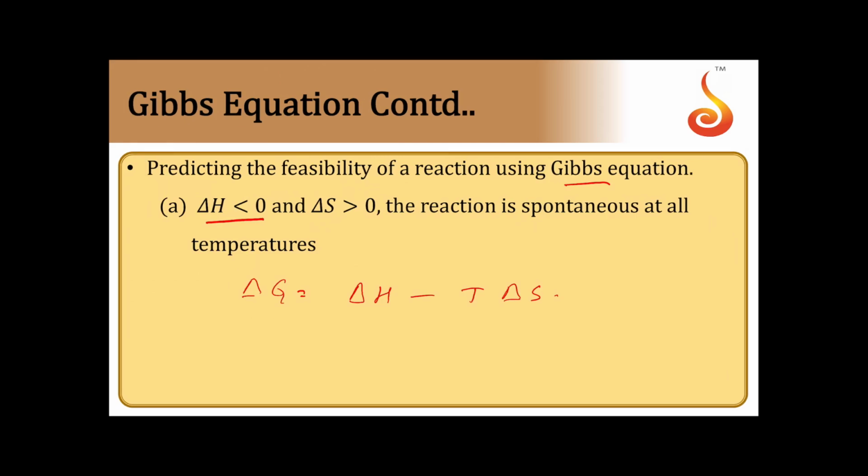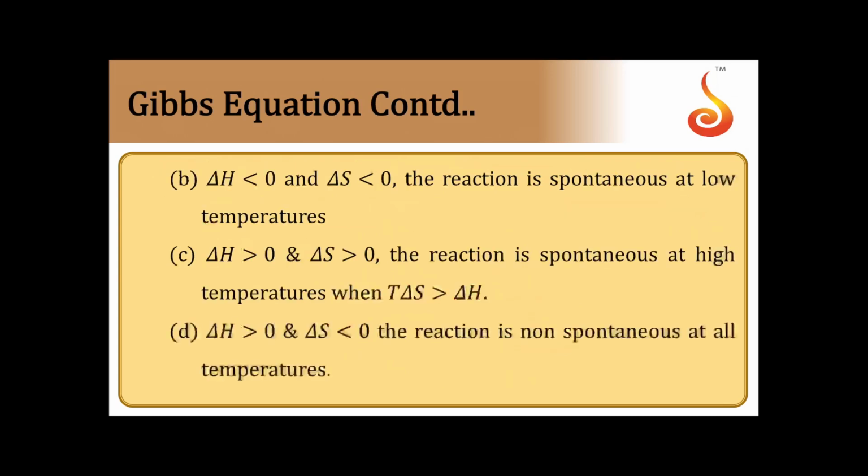If delta H is less than 0, meaning delta H is negative, and delta S is greater than 0, so delta S is a positive value here, then the overall value is always negative. So such a process is always spontaneous at all temperatures. Whatever the temperature may be, such a process is always spontaneous because delta G is always negative.